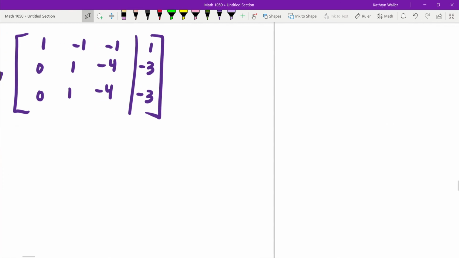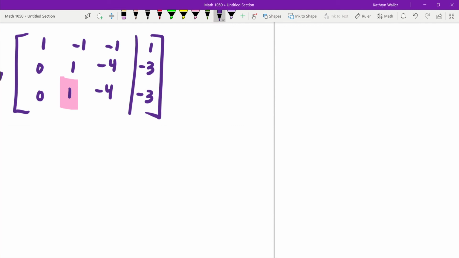Does anybody notice anything? They're the same. Row 2 and row 3 are the same. So I'm thinking something funky is going to happen. Okay? I'm still rolling with it, but I'm kind of bracing myself for something weird to happen.